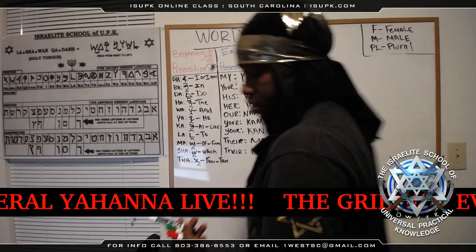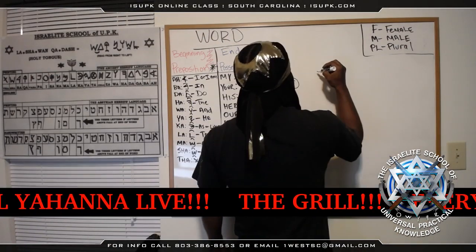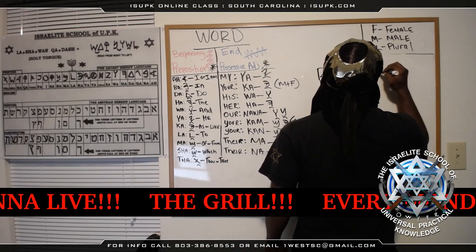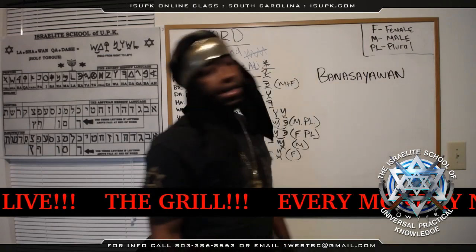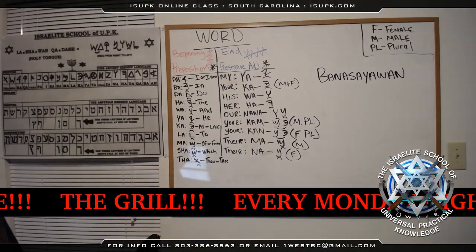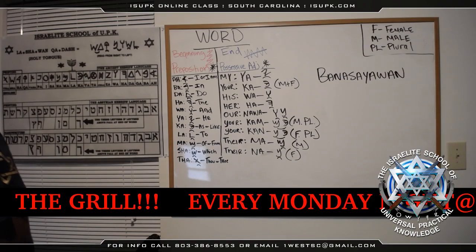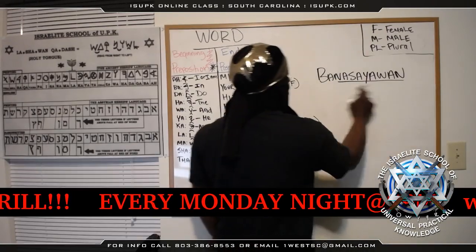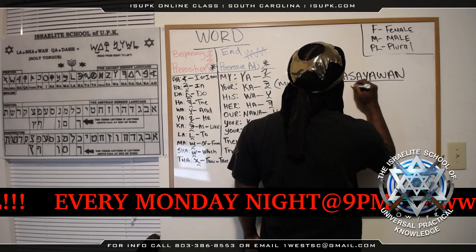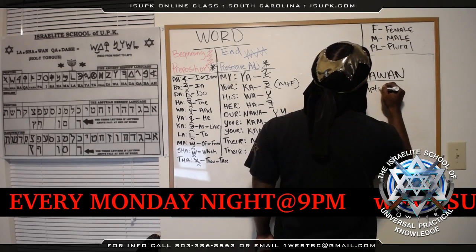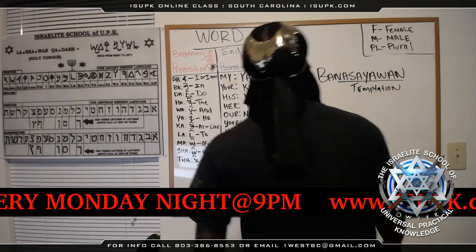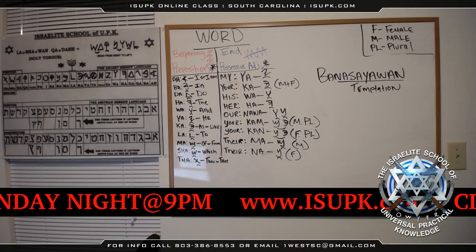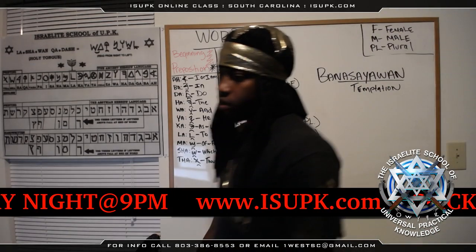Next is going to be Ba, na, sa, ya, one. What does Ba, na, sa, ya, one mean? This is the root word here. Nasaya one, which means what? Temptation. Nasaya one means temptation. So if this is the root word, then what do we have included with that word?